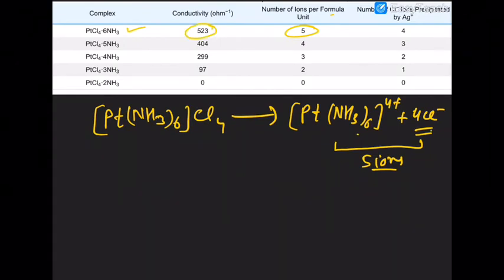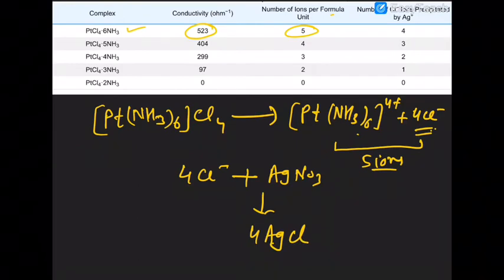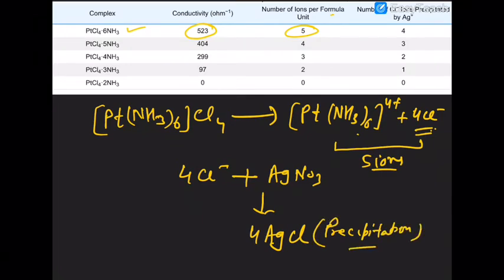Look at the conductivity value. Conductivity value is 523. Are you getting that? And 4 chloride ions are there. If you add silver nitrate to that, you get 4 moles of AgCl precipitate. Remember that the ion which is outside the sphere will undergo precipitation only. Are you okay with the situation now?